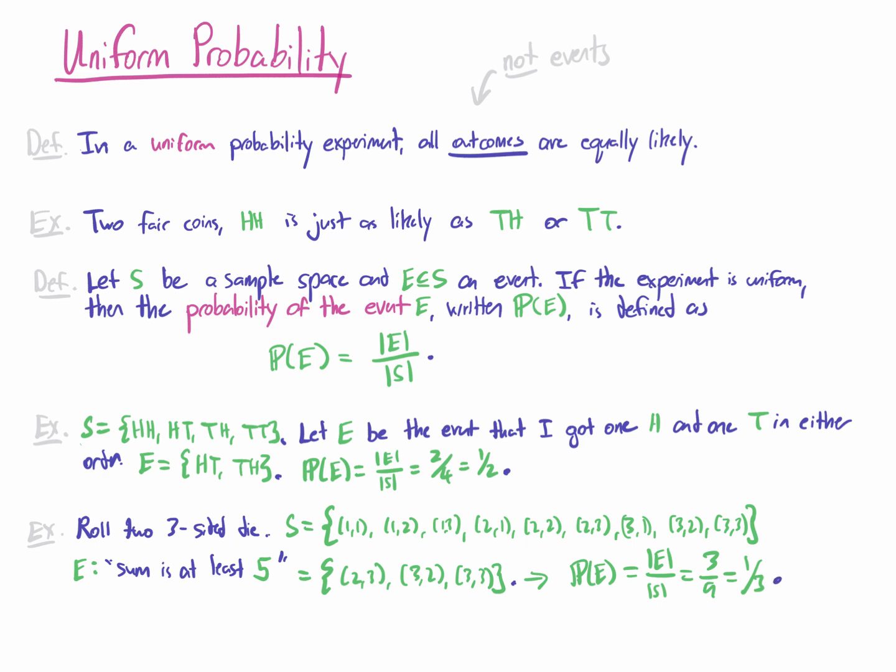So when I have a uniform probability experiment, at the end of the day, what I need to do is 2 counting problems, right? I need to be able to count the number of outcomes in the event that I care about, and I need to be able to count the size of the sample space. And if I can count those 2 things, then I can compute the probability of an event in a uniform probability experiment.